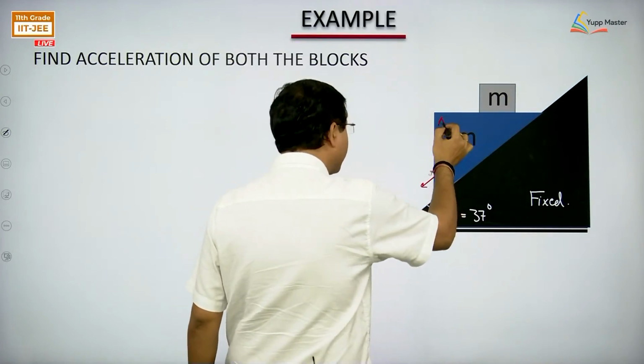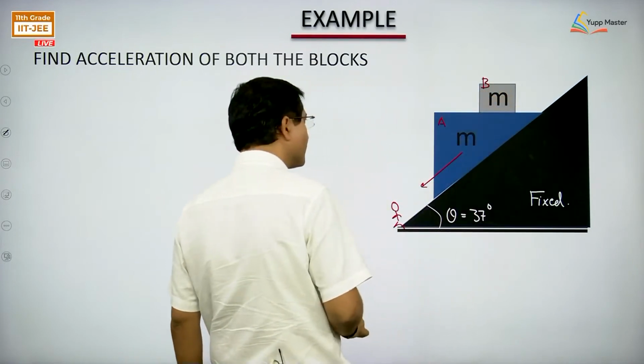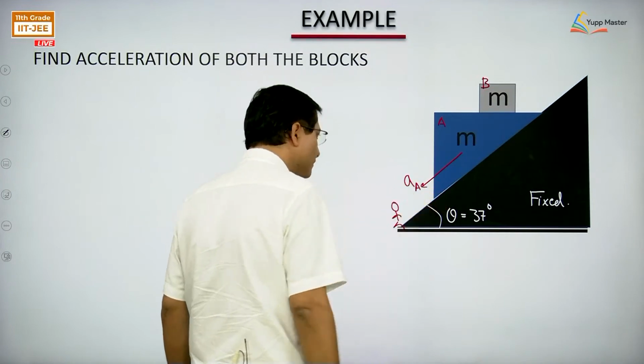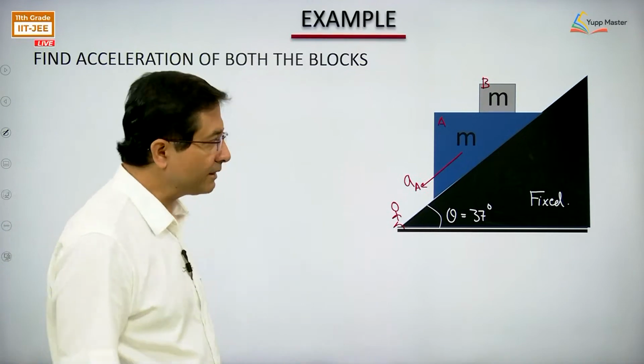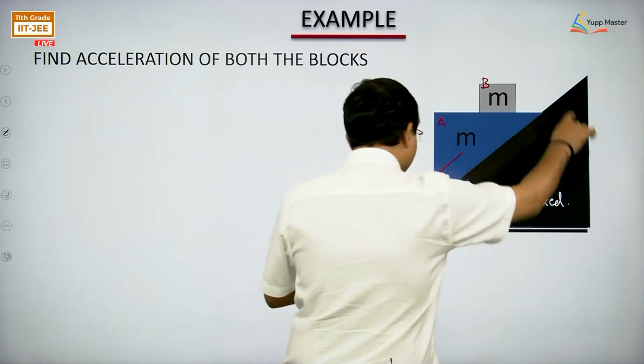Let's call it block A and this as block B. Okay, so I can see with respect to ground, acceleration of block A will be along the plane in downward direction. Okay, this wedge is fixed.